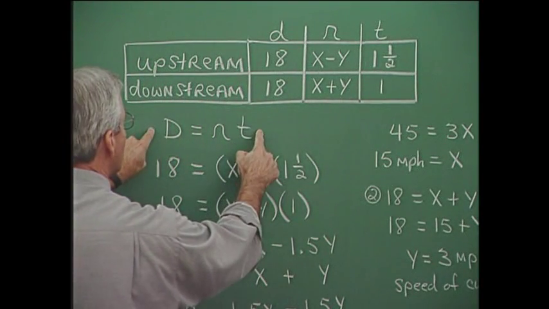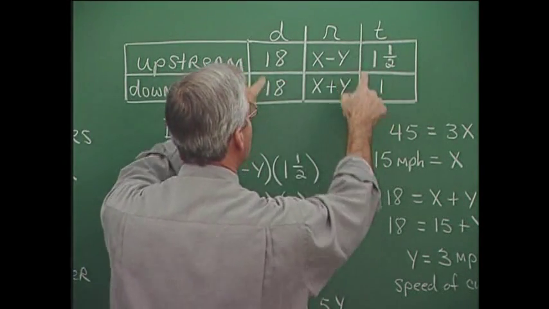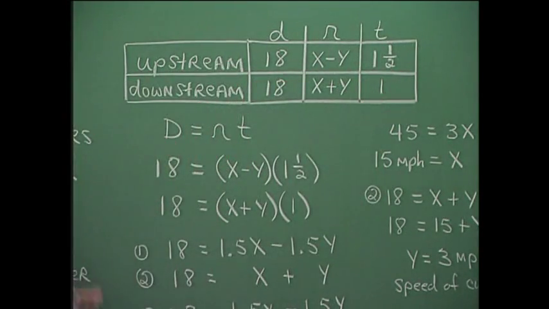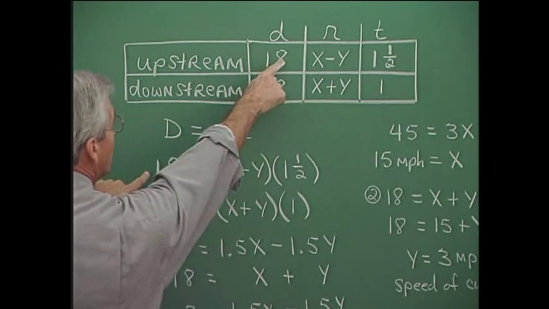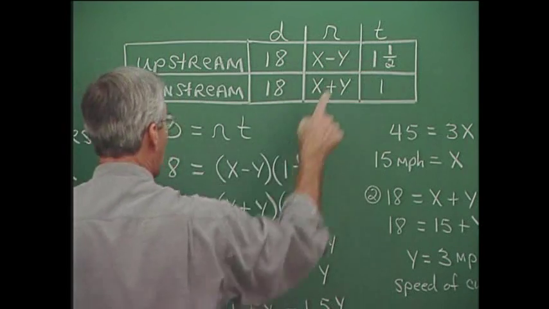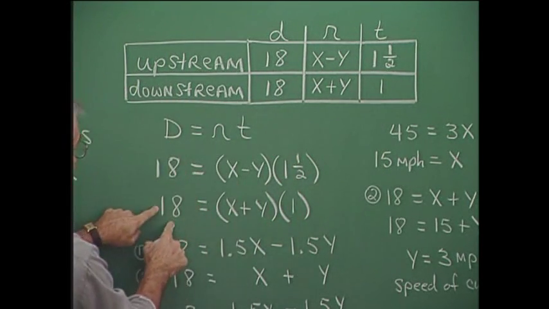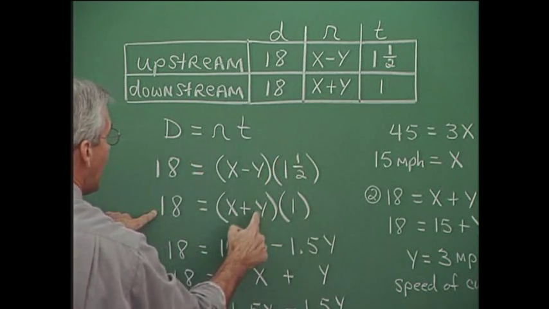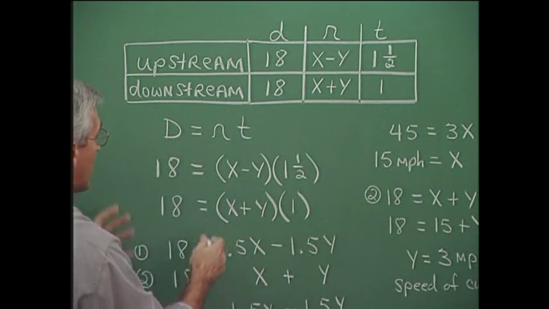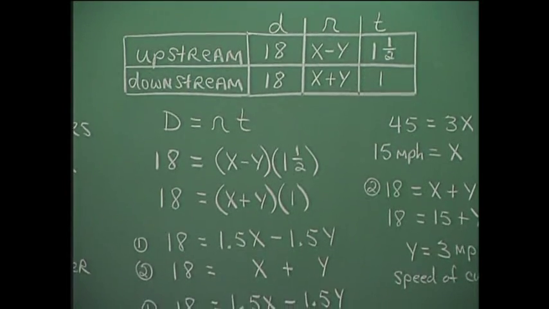All right, now with that information, we pretty much have our two equations built in here, because we know that distance is rate times time. We have distance, rate, and time for each of these directions of travel. So let's see, distance is rate times time. The distance, 18. Rate is x minus y going upstream. The time is 1.5. And going in the other direction, it's 18 for distance, x plus y for rate, and 1 for time. And now it's just a matter of massaging this a little bit and getting an answer.